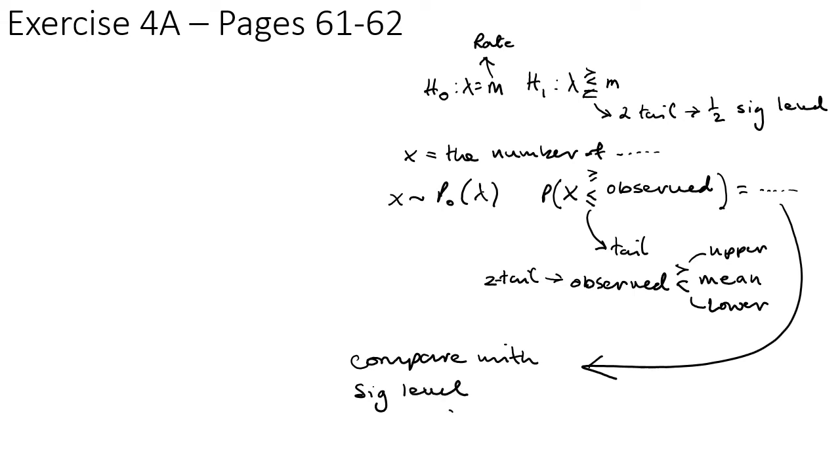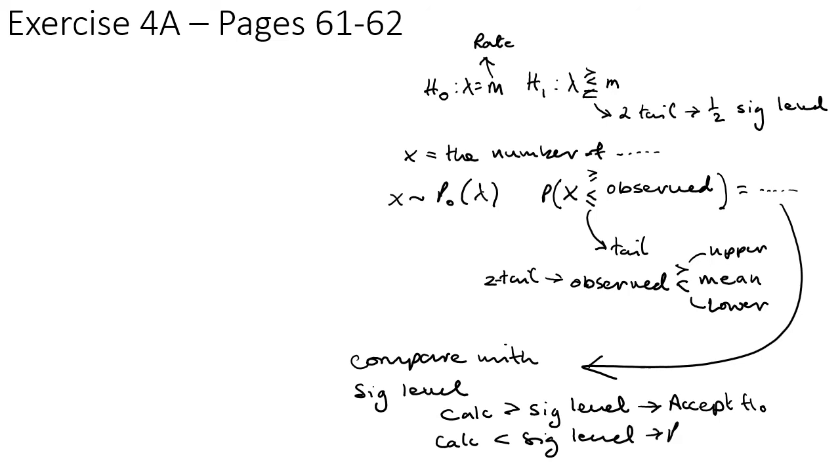and if your calculated probability is greater than the significance level, we'd accept H0 as likely. If our calculated probability is less than the significance level, we reject H0.